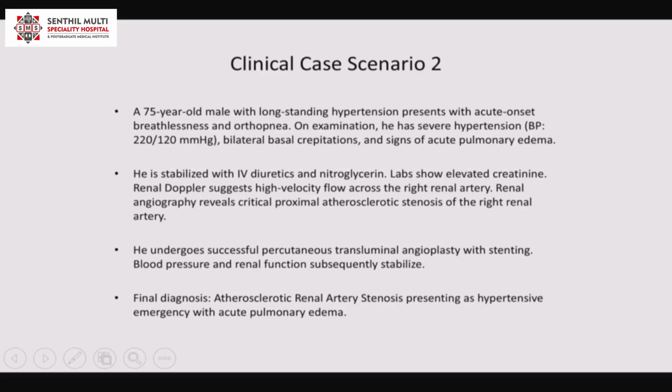So these two typical case scenarios: one, a 23-year-old female who presents in her early teens with hypertension and has a kind of renal artery stenosis that is multifocal, and the second, a 75-year-old male with atherosclerotic renal artery stenosis. So these two are the broad ends of the spectrum of renal artery stenosis that we are dealing with.